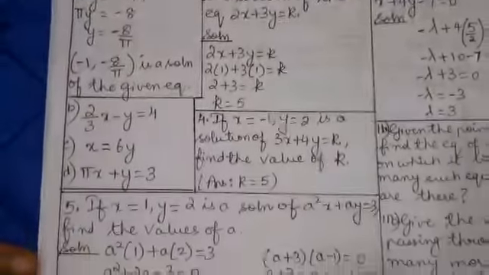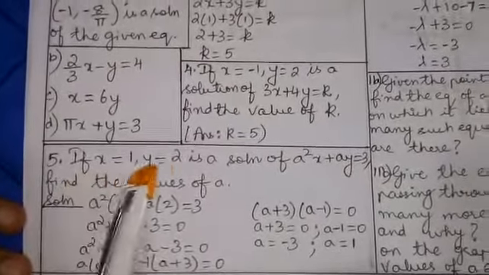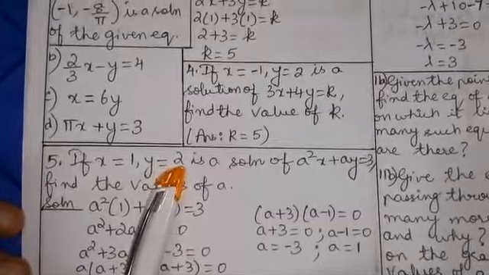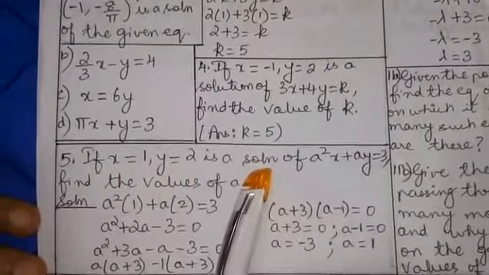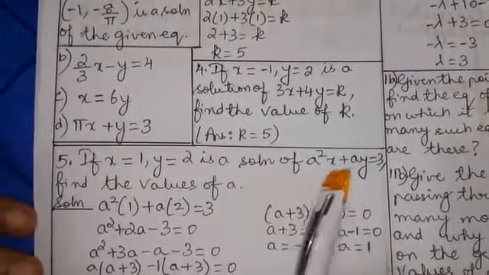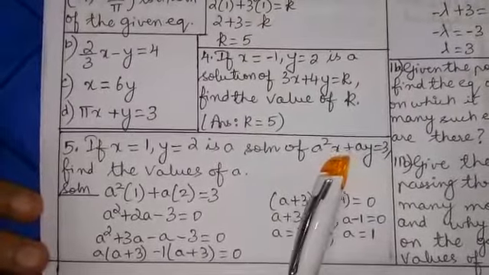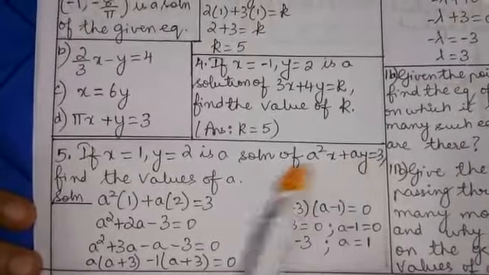We have a similar question here. When x is equal to 1 and y is equal to minus 2 is a solution of this linear equation in two variables x and y, find the value of a.